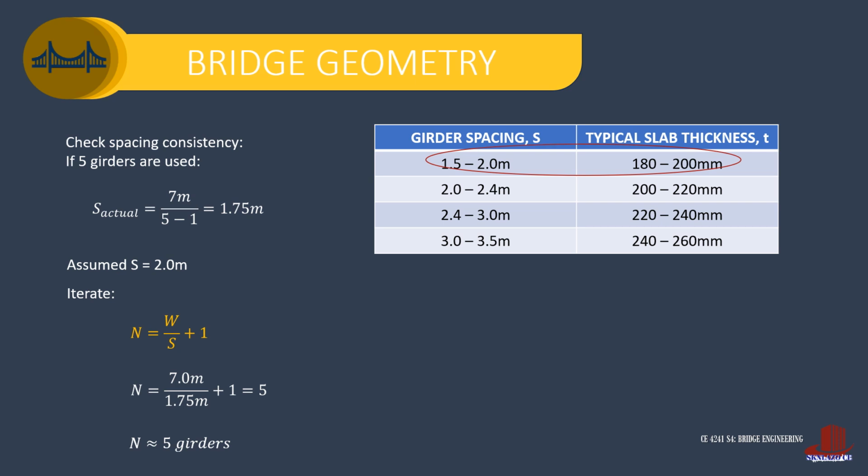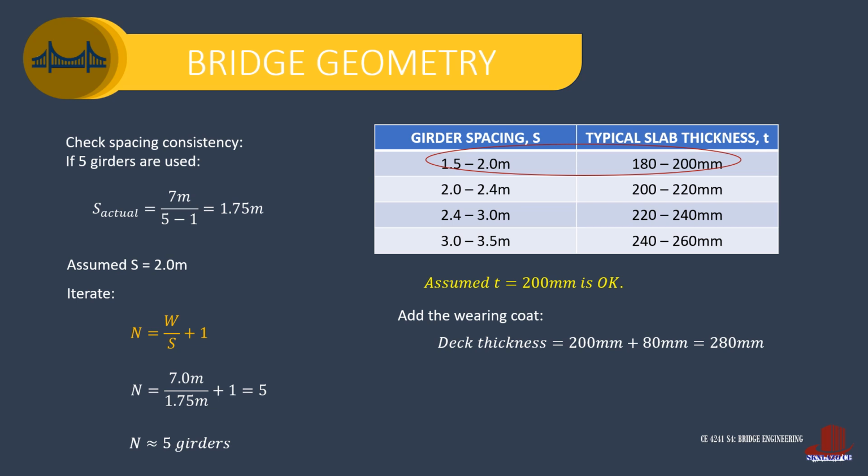We also need to verify the slab thickness that we used. With the girder spacing of 1.75, the appropriate slab thickness is from 180 to 200 mm. The assumed thickness is safe. Then we add the wearing coat. The final deck thickness is then 200 plus 80, giving 280 mm. So to summarize these parameters, T is 280 millimeters, N is 5 girders, and S is 1.75 meters.